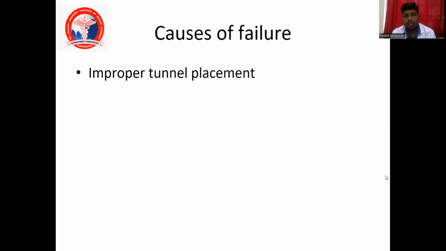Causes of graft failure are many: improper tunnel placement, obesity, not following the appropriate rehabilitation protocol, graft preparation, inadequate fixation. The choice of graft can also influence the failure of the ACL.